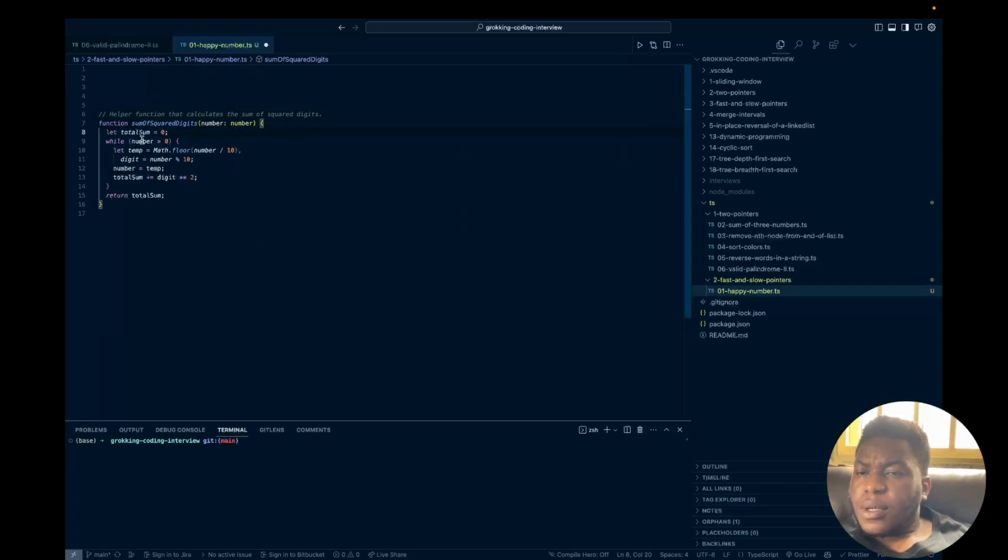Alright, so this is what that does. While number is greater than 0, sum of square digits. Does the floor of the number divided by 10. The digits, number modulo 10. Honestly, writing this is not what's important to me right now. But that's a nice helper. I think I know what it does. It just takes a number and sums the individual digits.